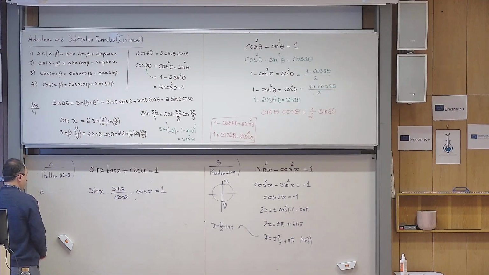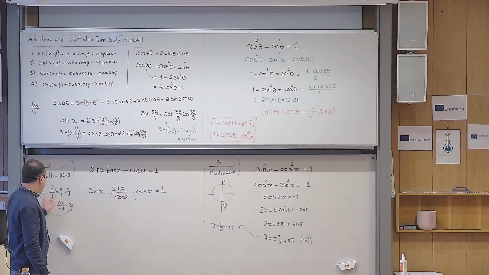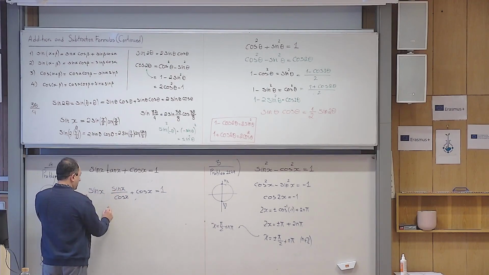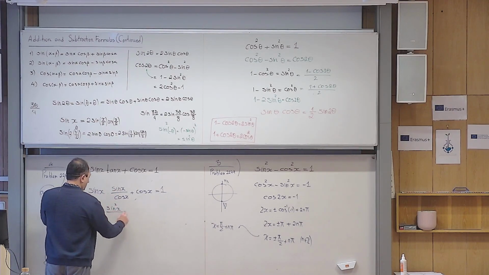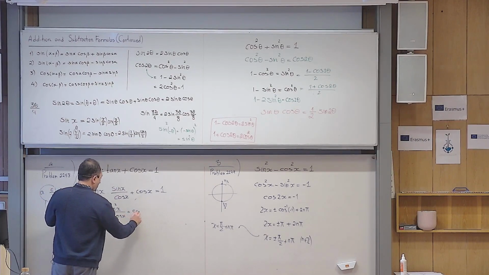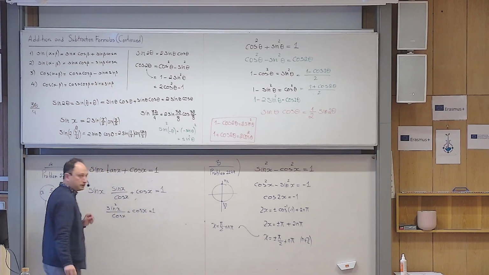If you still have some problems, if I have A and if I have C over D, if I want to multiply this, it means A over 1 multiplied by C over D. Then it means A times C over 1 times D, which can be written AC over D. But I want you to be able to do this immediately, yes? So this sine is playing the role of A, this sine is playing the role of C, and this cosine is playing the role of D. So I can immediately write sine times sine is sine x squared over cosine x, plus cosine x equals 1.